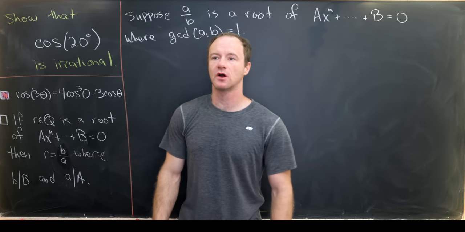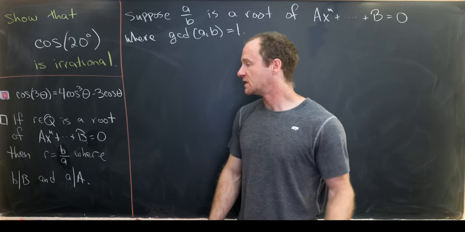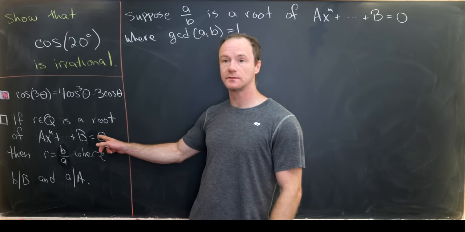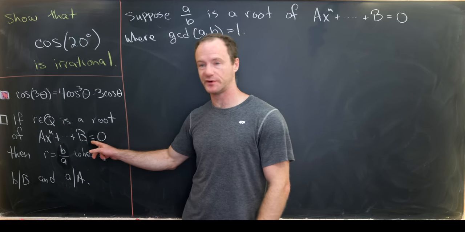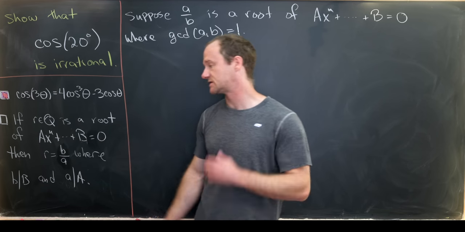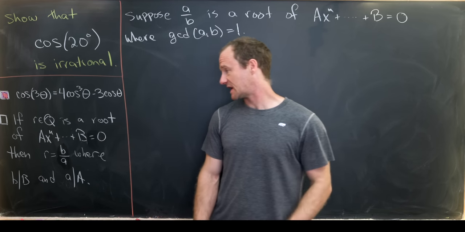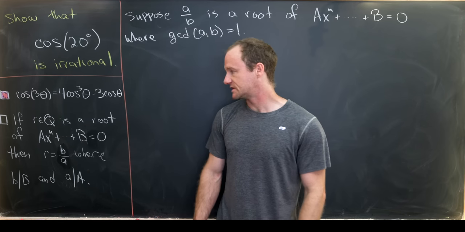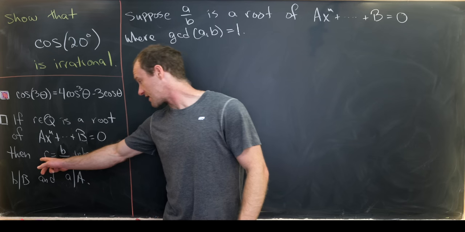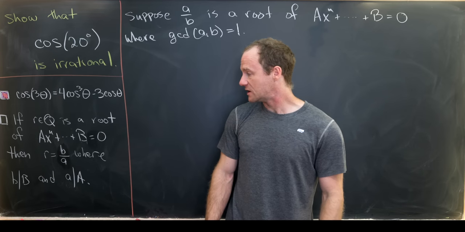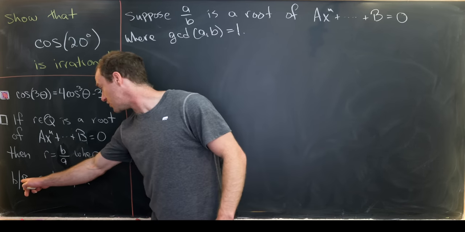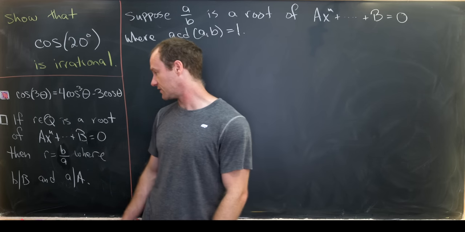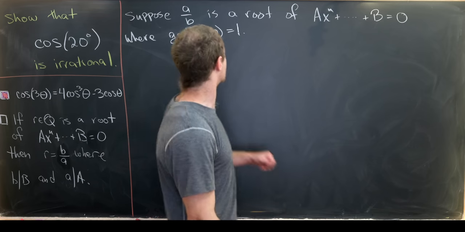Now we're going to prove something called the rational root theorem. So that says if we have a rational root of a polynomial, so this is an nth degree polynomial, I've written the leading term and the constant term, capital A times x to the n plus all of the middle terms plus capital B equals 0, then that rational number is of the form b over a, where b, the numerator, divides this constant term and a, the denominator, divides this leading term.